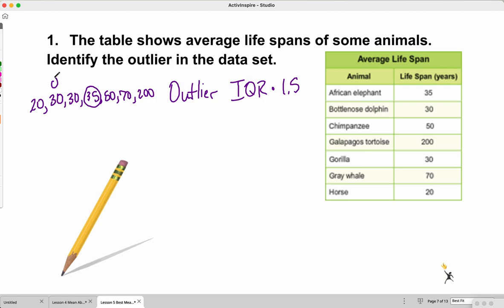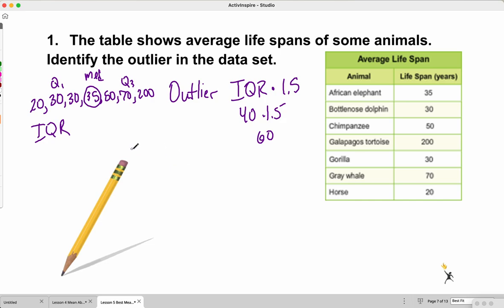Our median, our Q1 is right here. Our median is right here. And our Q3 is right here. So now I've got all the data I need. My IQR is 40. So 40 times 1.5 is 60.